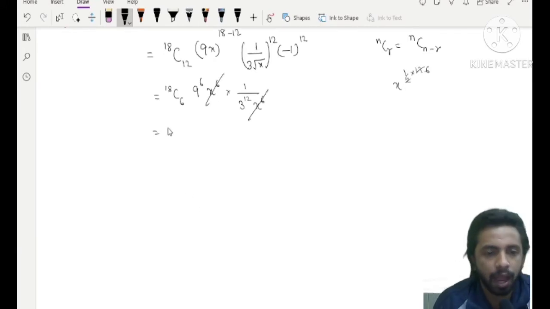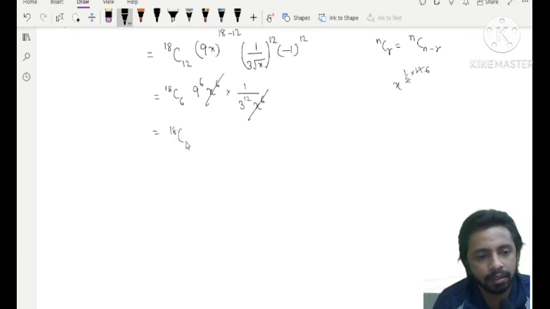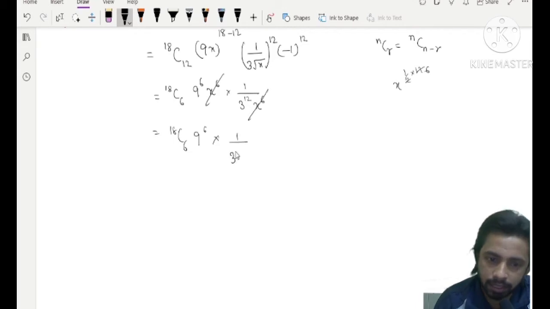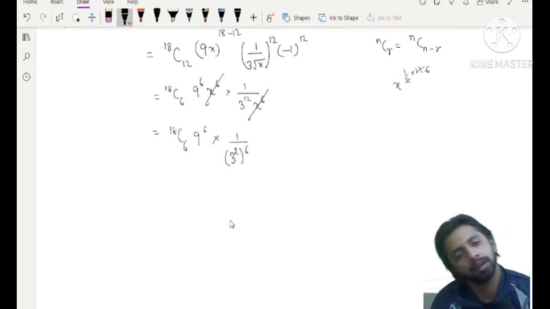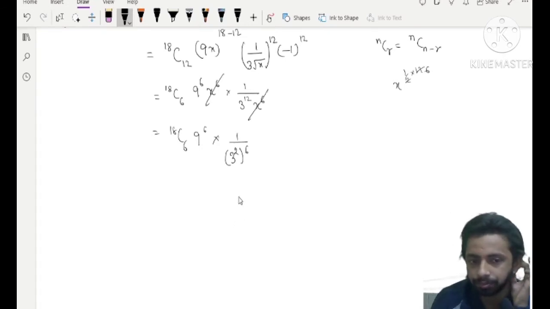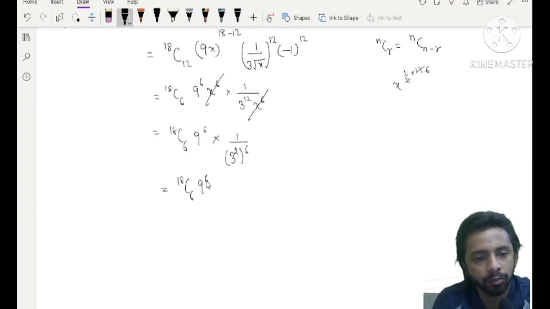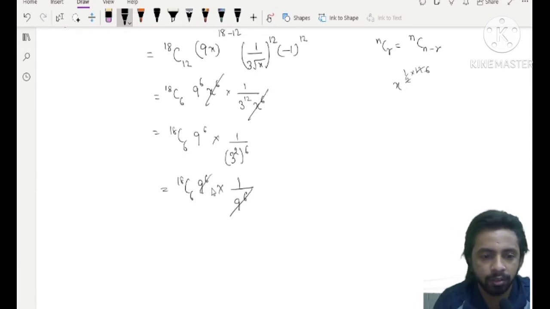So after you calculate everything, 18C6, 9 to the power 6 into 1 by, this you can write as 3 square raised to the power 6. That means this is 18C6, 9 to the power 6 multiplied by 1 by 9 to the power 6. 9 to the power 6 also gets cancelled. The only thing left is 18C6.